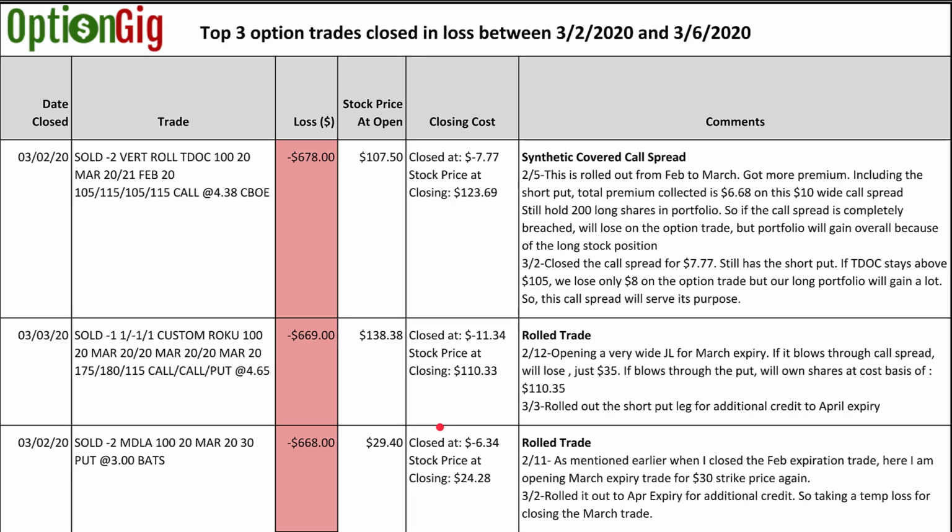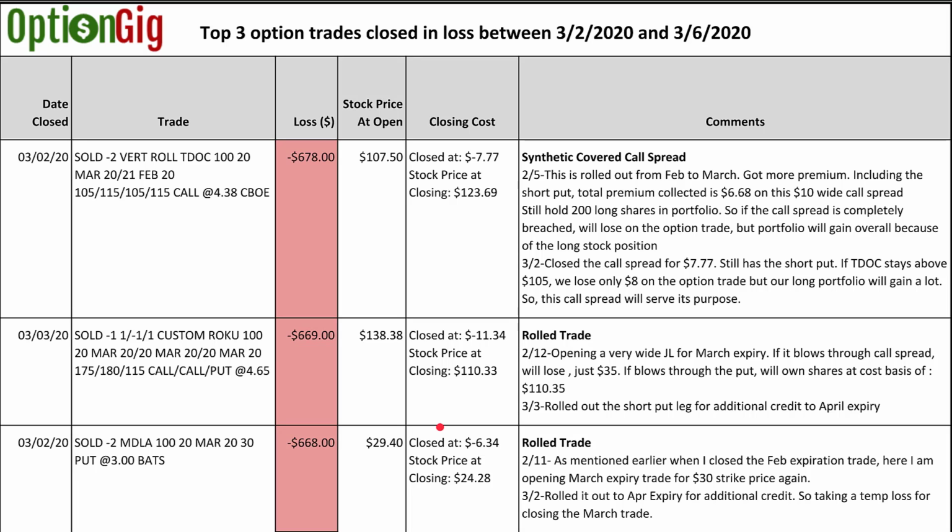The next one I want to talk about is a trade that we rolled. It's a Roku trade. We have a combination of a short put and a short call spread. When we opened the trade, Roku was right in the middle at around $138, but based on what we have seen in the markets, Roku fell, and when it came to $110.33, it was below our short put strike.